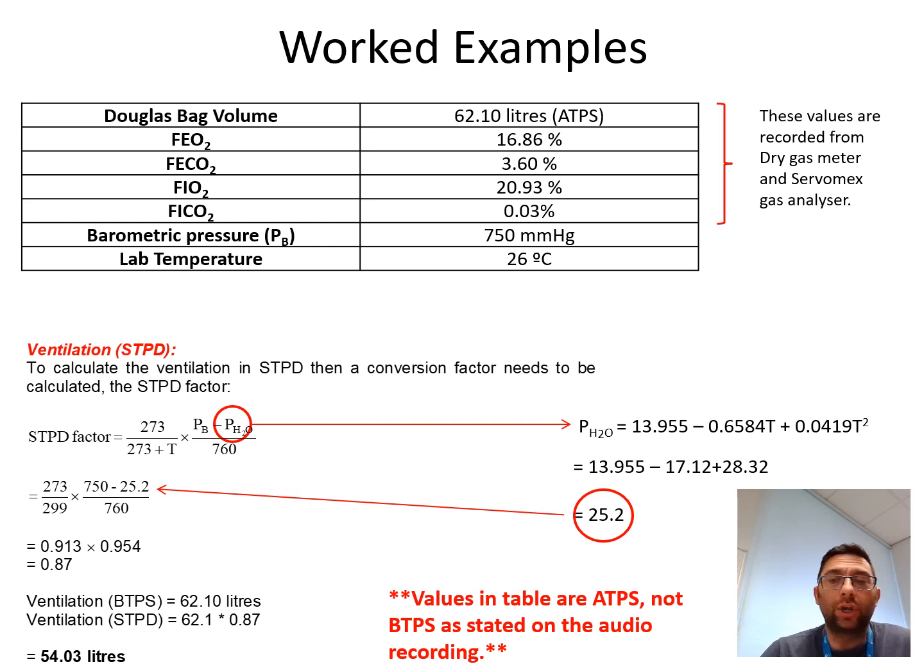From that, to work out your minute ventilation is pretty straightforward. Just simply take your volume in your Douglas bags, 62.10, and multiply that by your STPD factor, 0.87, which gives us a minute ventilation of 54.03 litres per minute. Hopefully that wasn't too complicated, and I'll give you another example later on that you can try and work through in your own time and try and do it prior to coming to the first session in the labs.